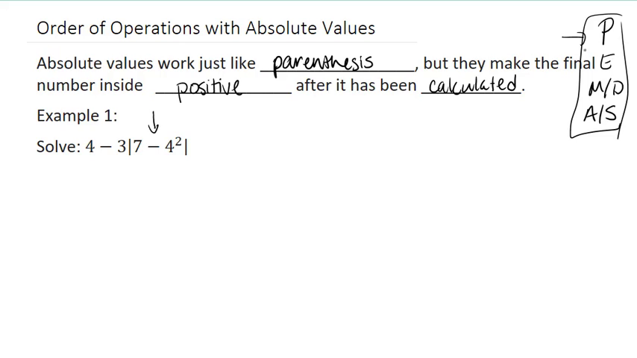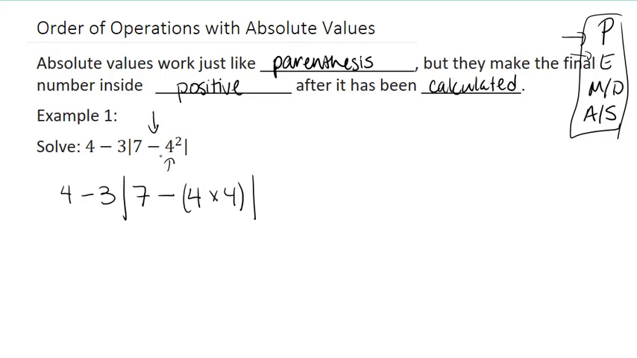So there's no other absolute values inside. So then we can move on from parentheses to exponents. And we can see that there's an exponent in this problem. So we will have to address that first. So let's go ahead and write the next step. So we go 4 minus 3 with the absolute value of 7 minus, and we remember that exponents are just repeated multiplication. So we would just multiply this 4 times 4.